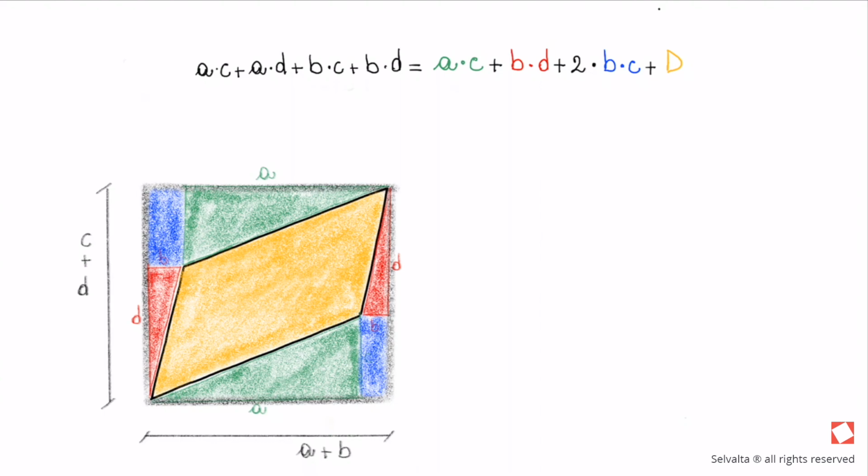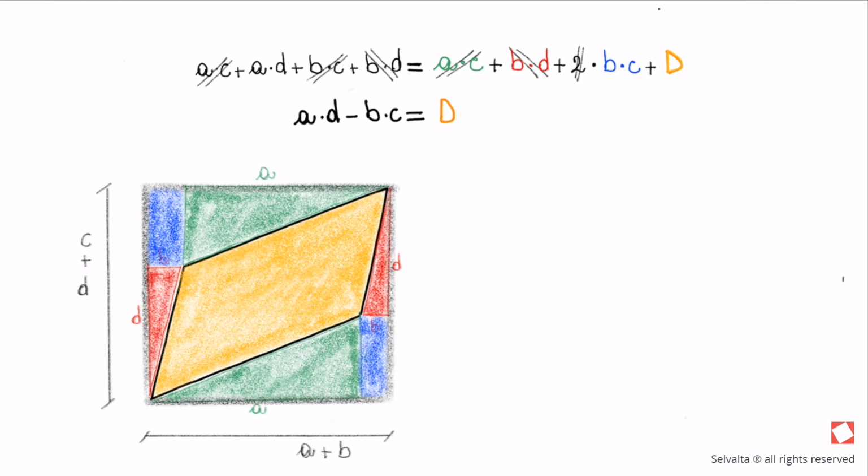Well, we have obtained a relation between different measures appearing in the figure, and we want to deduce from it the value of D. We can cross out some terms that appear on both sides, like A times C and B times D. And we cancel also once the product B times C. From that equality, we deduce the value for D, that is A times D minus B times C.